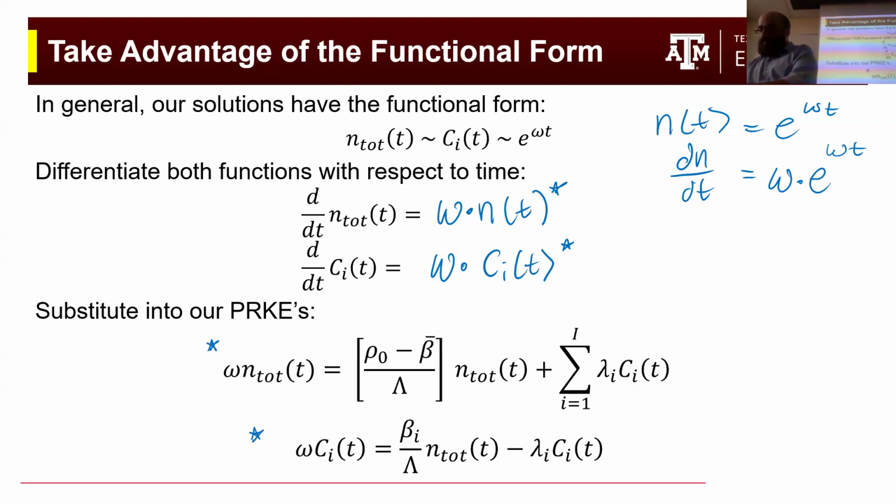And doing that is nice because now we don't have any derivatives in our equations, and now these effectively just become linear algebraic equations where we have unknowns that are just linear functions. N total is a linear function, and all of my CIs are also linear functions because all of the coefficients in these equations are constant.